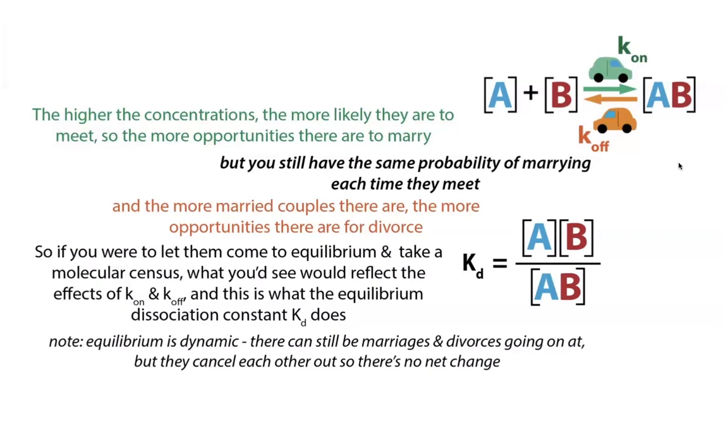But that also means you're going to end up having more married couples, which means there are more opportunities for divorce, because you remember, you have that intrinsic probability of divorcing. And so at the higher concentration, you get more marriages, but you also get more divorces. That's why you reach this equilibrium. And then once I've reached that equilibrium, we can take our molecular census. We can look at how much is bound and how much of it is unbound.